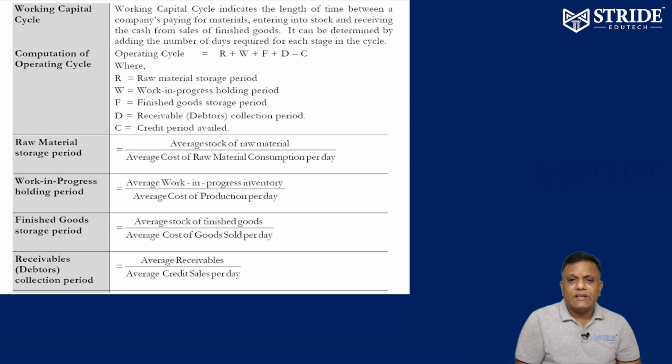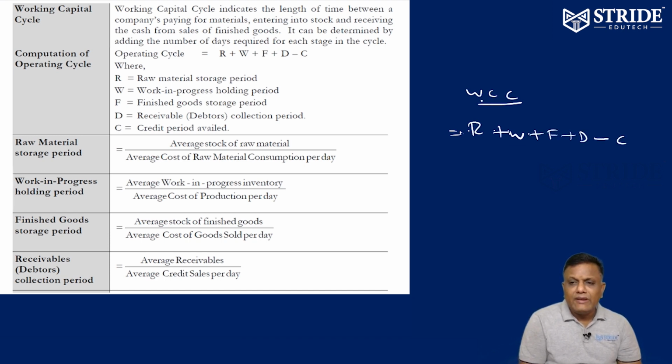Next, what do you mean by working capital cycle? Working capital cycle is equivalent to raw material storage period, in terms of days or months, plus WIP period in terms of days, plus finished goods period in terms of days, plus debtor period in terms of days, minus creditor period.